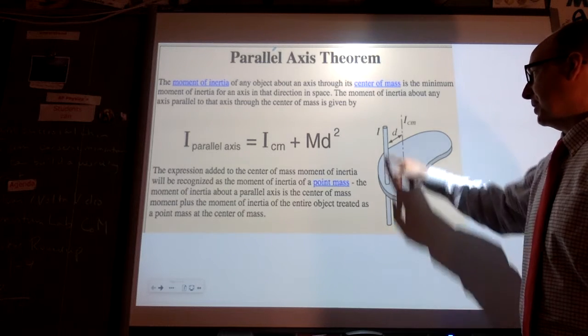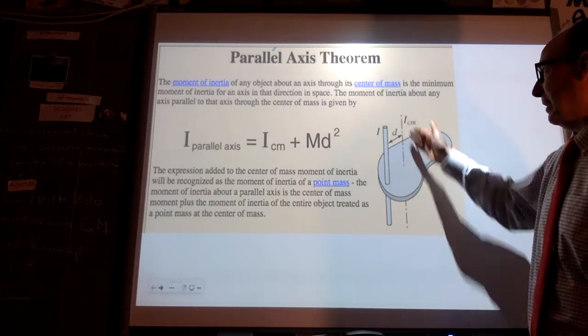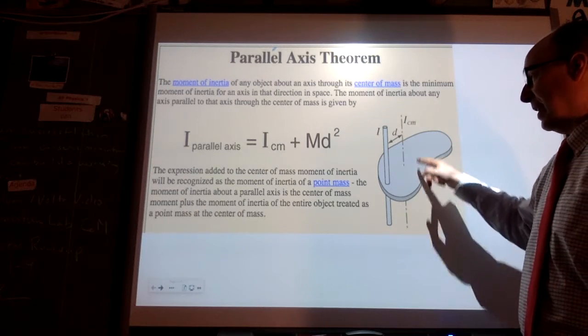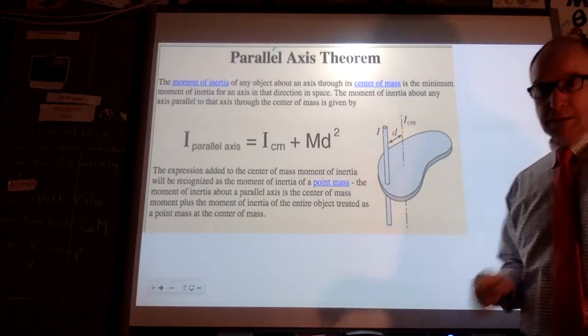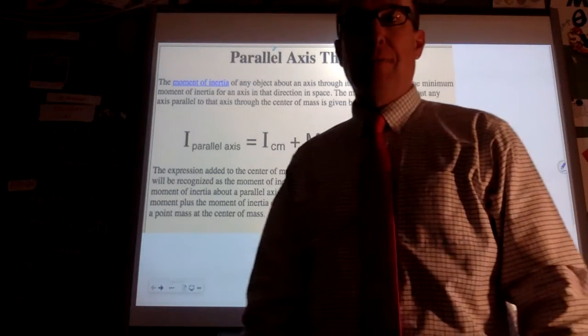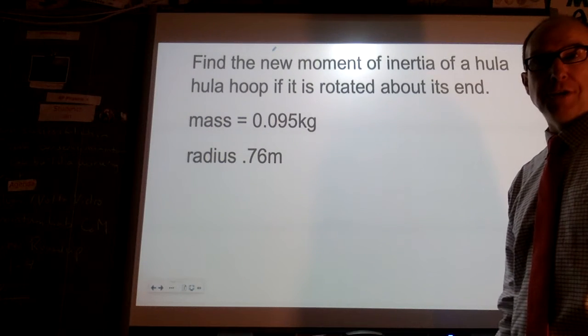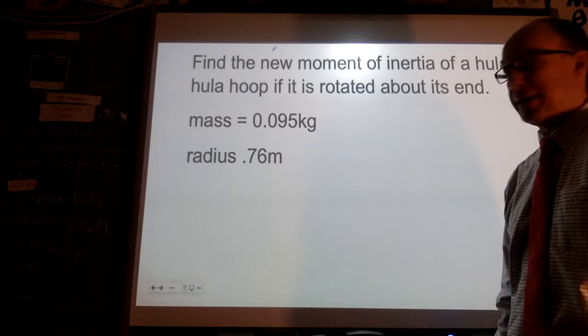So if we look at what our parallel axis is, it's going to be this big one that it was moved from. This is the one we know, the dotted line. We know what this value is. Our D is there, and M would be a known amount or a measurable amount. You guys are going to measure it in the lab. All right, so find the new moment of inertia of a hula hoop if it's rotated about its end.